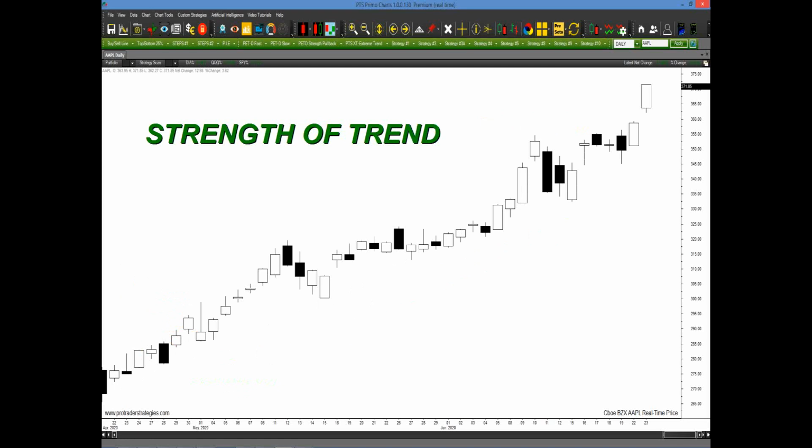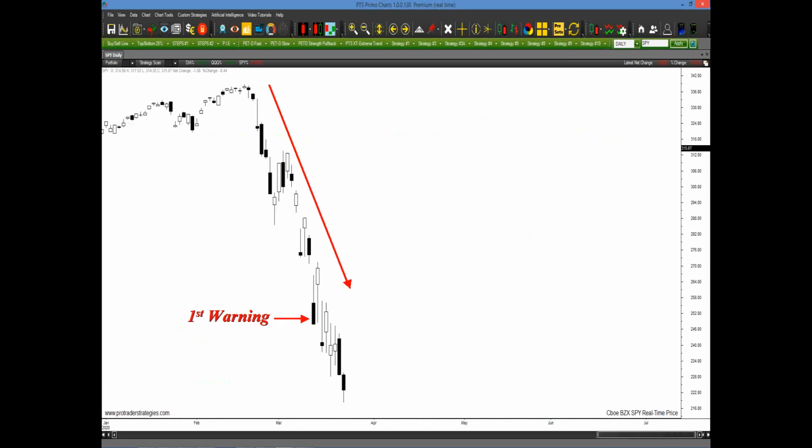So this is the beauty of this tool. Now remember in the opening chart where we shared with you what the spiders did. Well, this is the exact same tool, but in this case, it worked to the downside.